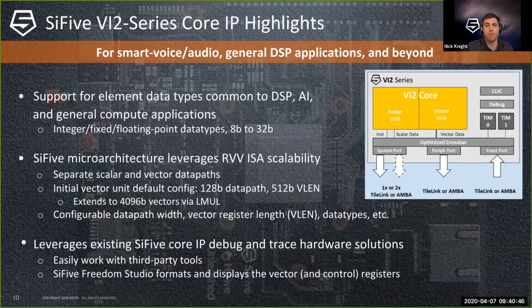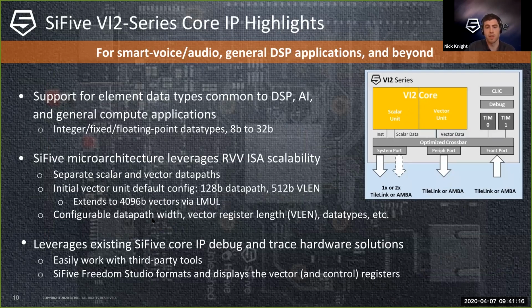Talking about the VI2, for example, I'll focus on that here in the interest of time. This has support for element data types. It's targeting DSP and general compute applications, looking at integer, fixed, and floating point computations with 8 to 32-bit width. And our microarchitecture is leveraging the scalability of the ISA. The initial config has a 128-bit data path, 512-bit VLEN, but again, remembering LMUL, that increases effectively by a factor of 8, up to 4K bit vectors.